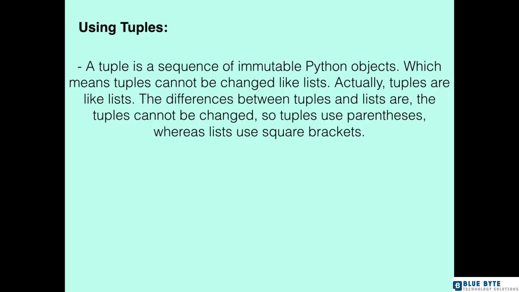A tuple is a sequence of immutable Python objects, which means tuples cannot be changed like lists. Actually, tuples are like lists. The differences between tuples and lists are that tuples cannot be changed, and tuples use parentheses, whereas lists use square brackets.